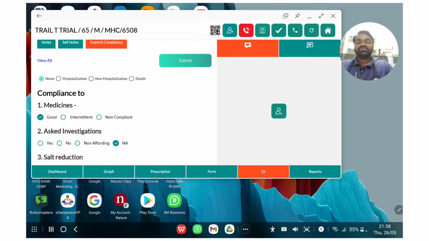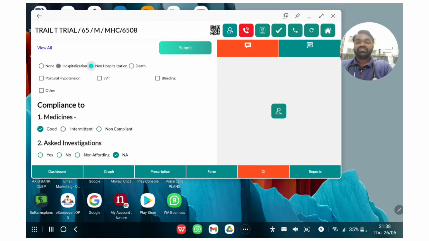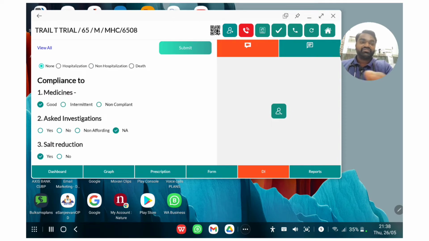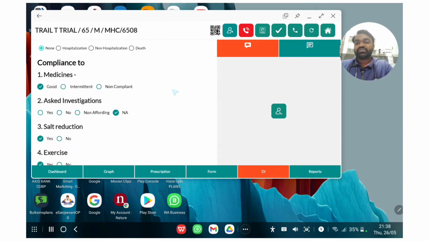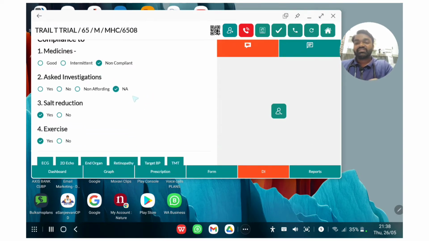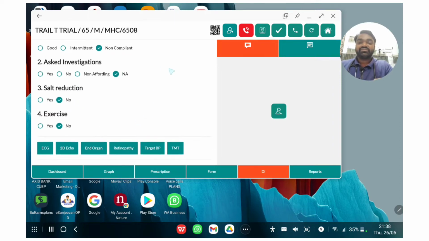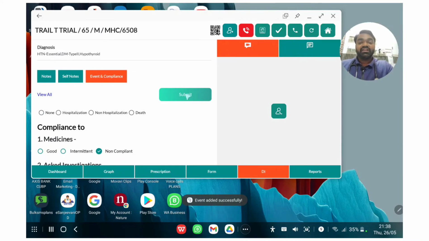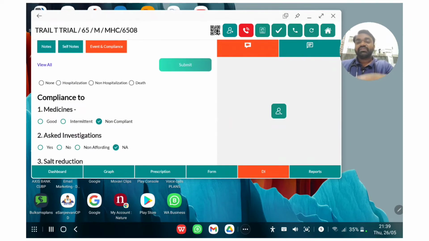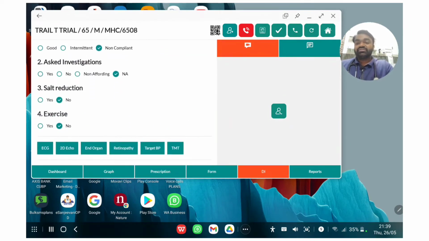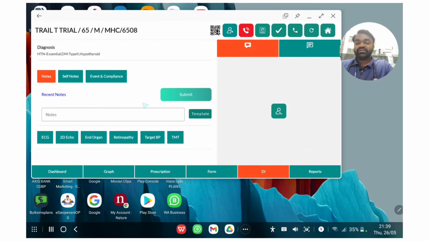So event and compliance, we ask about any event, any hospitalization, non-hospitalization event, or death of the patient, and that way we document the events happening with the patient. Compliance of the patient, we generally ask. Then compliance to the investigations, we have asked. Salt reduction and exercise, we ask into this. So we have to submit this event and compliance with every consultation finish. The consultation will not get finished unless you have submitted these events.